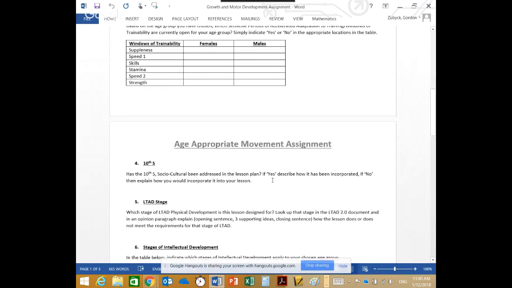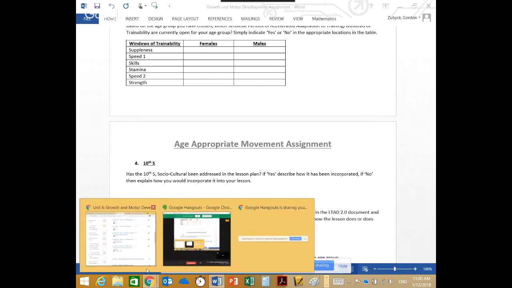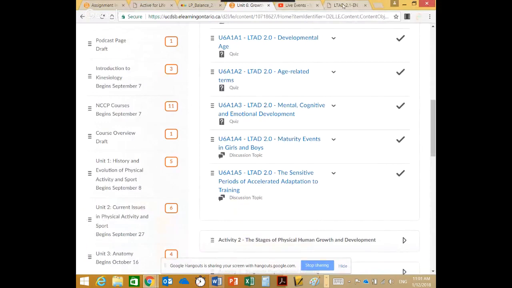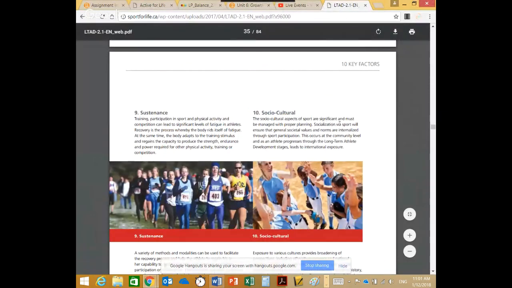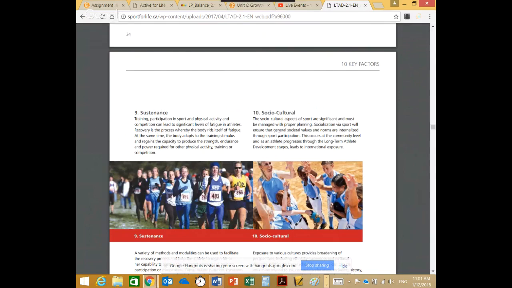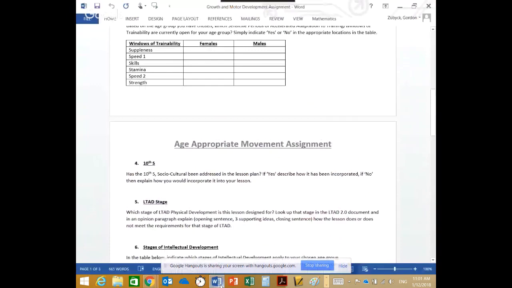Number 4 is the 10th S, and that's the sociocultural piece. It's important that you think about in that lesson plan, do we have the socialization via sport idea in which you've got general societal values and norms being internalized through sport participation. So this answer needs to talk about what the societal values and norms are of the group of students that you're working with, and are those being represented within the class itself. It could be simple things like waiting your turn, respecting others, those types of things, what we call societal values and norms in terms of proper behavior and how you would act. And so again, that's what you're going to address in that question.